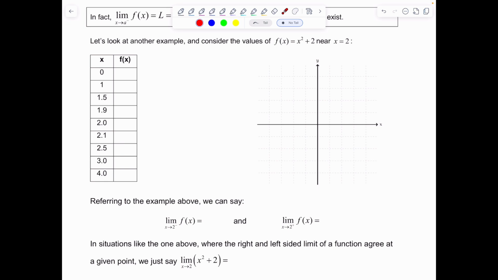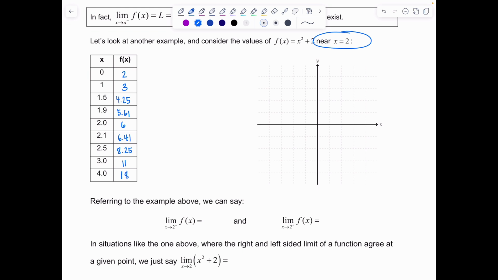So let's see. If x is 0, I'm just going to substitute it in for x here. 0 squared plus 2, that's going to give me 2. 1 squared plus 2 is 3. 1.5 squared plus 2 is 4.25. Then we have 5.61, 6, 6.41, 8.25, 11, and 18.